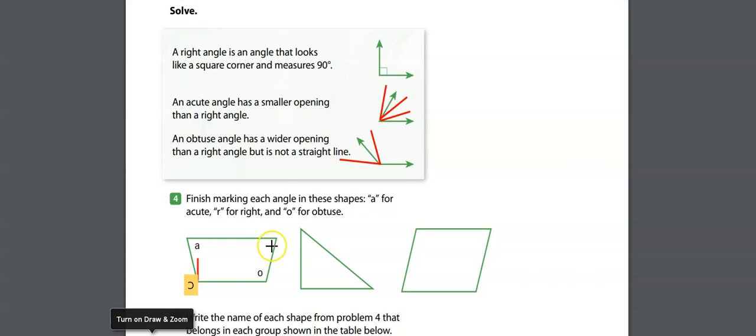Now let's go ahead and look at this angle right here. This angle is acute because let's go ahead and show what 90 degrees would look like. So if this were to be a 90-degree angle, my line would be right here. But my side, the line of my angle, is inside of here. So it is acute. It is smaller than my 90-degree angle. So go ahead and write A in that corner.